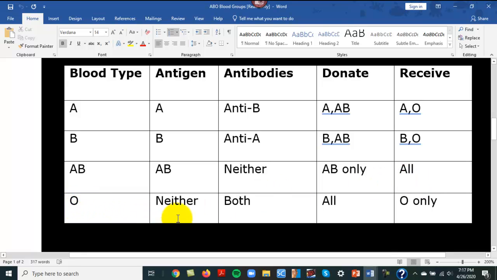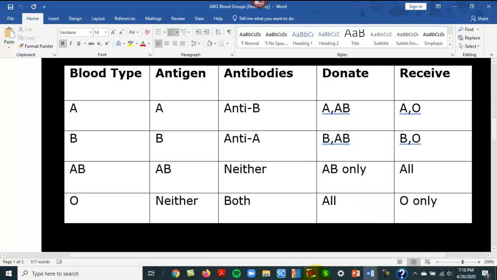If you're type O, you have neither antigens, but you have both antibodies. So who can you donate to? Like I said, O negative can donate to everybody because they're negative. You don't have to worry about plus or minus. If you're O positive, you can donate to A positive, B positive, AB positive, and O positive. You can't donate to negatives.